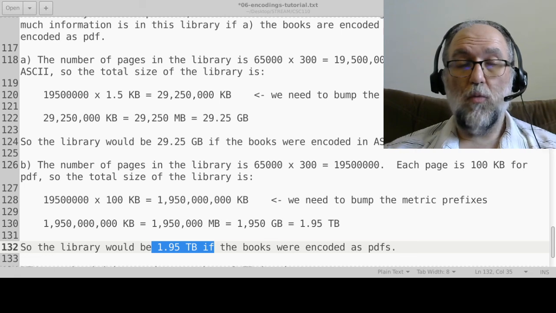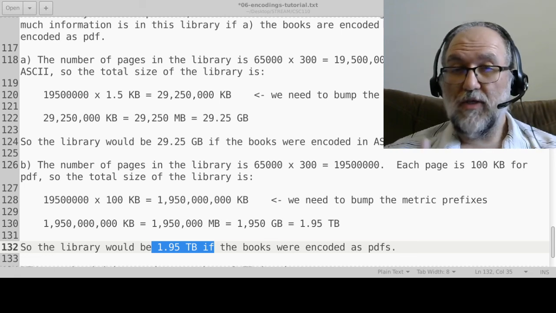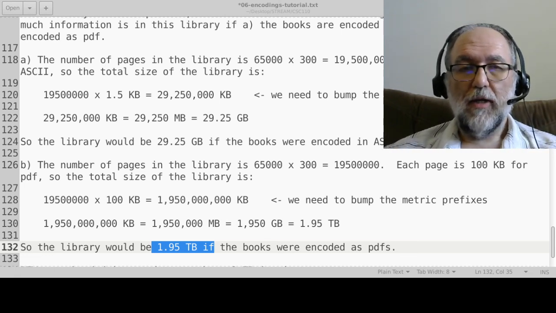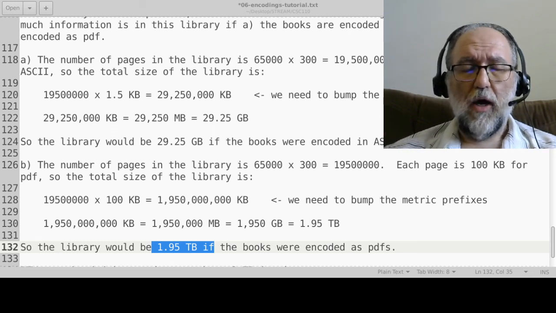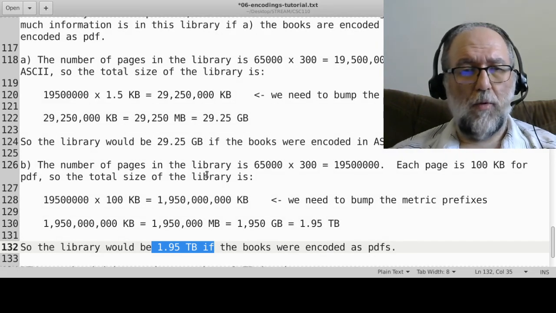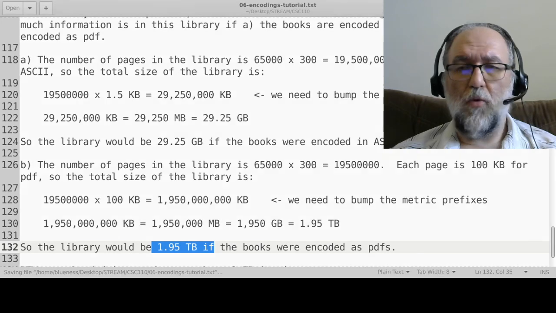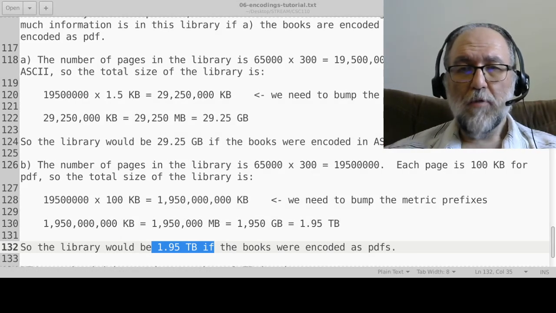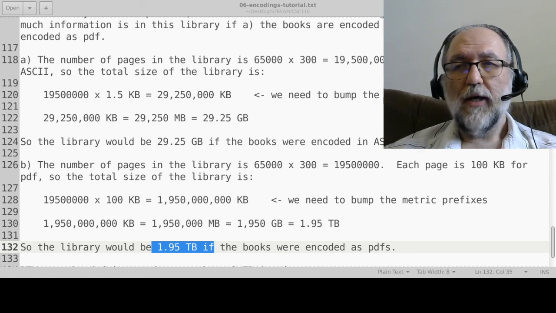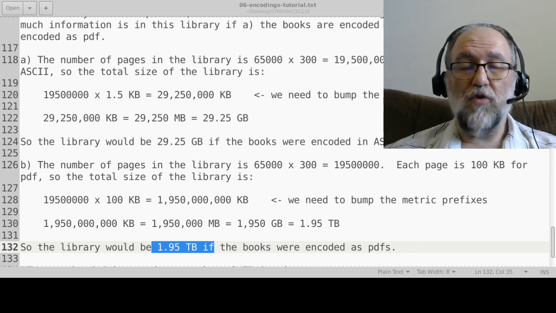So if your library were encoded with these high quality PDFs, then the entire library, that's 65,000 books, would basically eat up about 1.95 terabytes of data. Now, we're going to do a lot more problems like this. This is enough for this point. I've got to teach you some more stuff before we can do more complicated word problems. But you'll see later that 1.95 terabytes, 2 terabytes, is the size of a typical hard drive today.